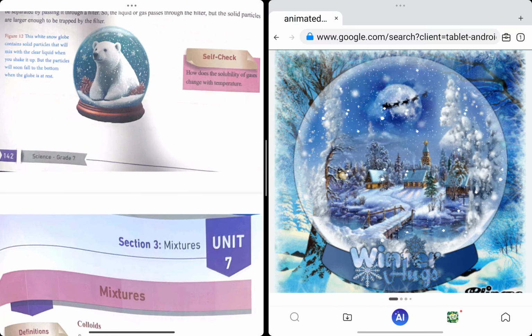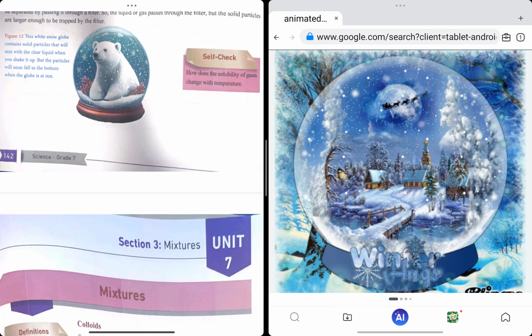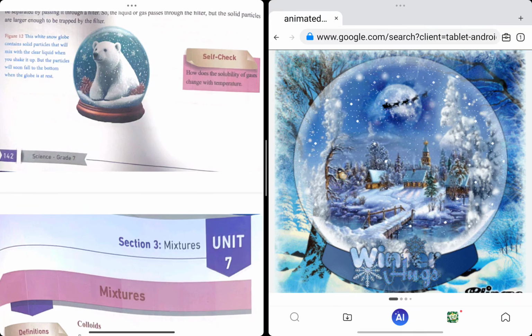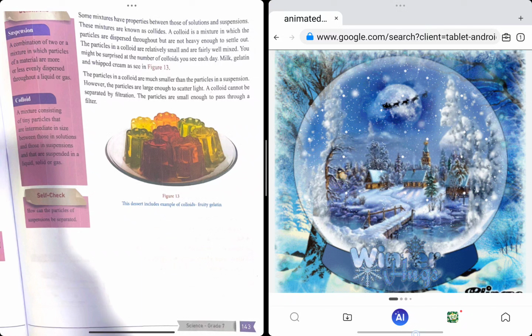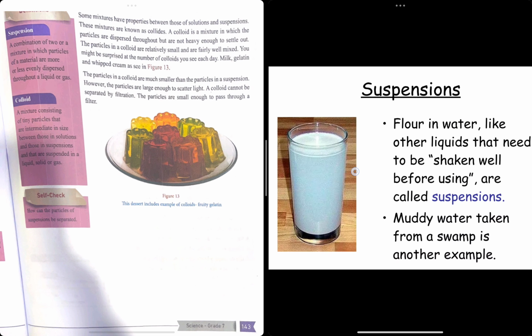Something which is very important, as you can see here: when we shake it, it looks mixed, but when we stop, the particles settle. They are large enough to scatter or block light. I'll show you a picture here. Look, as you can see, for example, flour in water, like other liquids, needs to be shaken well before using. This is a suspension. Or muddy water taken from a swamp is another example of suspensions.